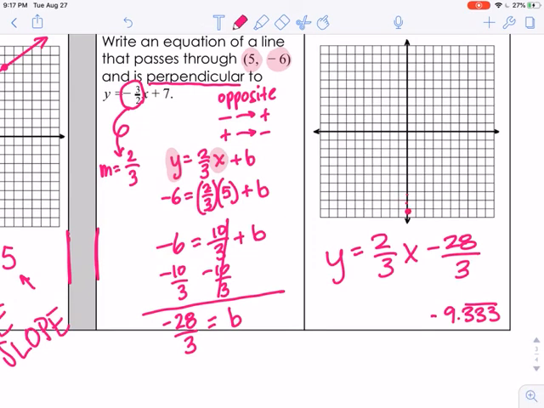And I'm going to go up 2 over 3, put a point. Up 2 over 3, put a point. Up 2 over 3, put a point. And then I have my straight line here. So I can see that it's going through the point (5, negative 6), 1, 2, 3, 4, 5, 6. That point right there. And I know that it's perpendicular because it has the opposite slope. Right? It has the opposite slope.